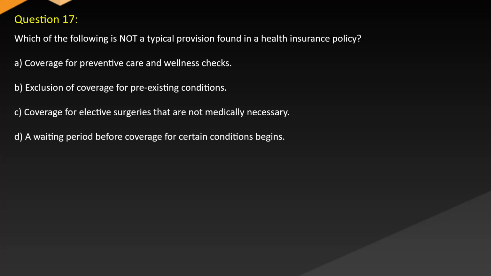Question 17. Which of the following is not a typical provision found in a health insurance policy? A. Coverage for preventive care and wellness checks. B. Exclusion of coverage for pre-existing conditions. C. Coverage for elective surgeries that are not medically necessary. D. A waiting period before coverage for certain conditions begins.